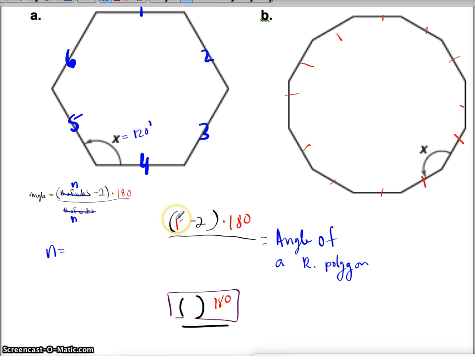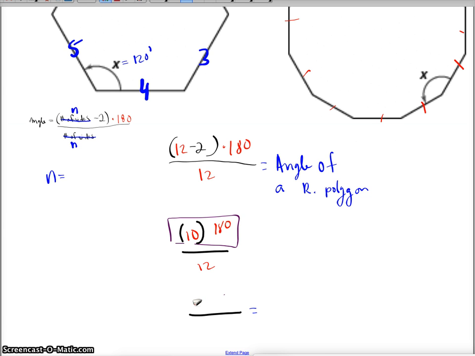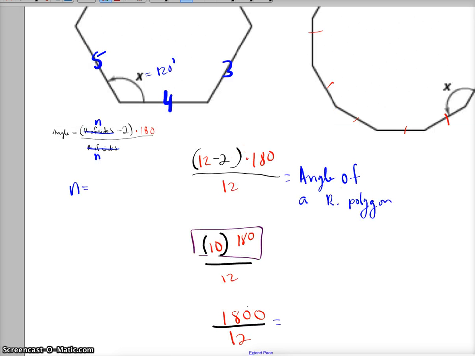So I'm going to have 12 minus 2 times 180 divided by 12. And that process repeats down here. 12 minus 2 is 10 times 180 divided by 12. And 10 times 180, I could do that one. That's going to be 180, and anything times 10, I'm going to add a 0. And then I'm going to divide it by 12. That I cannot do in my head, which is okay.